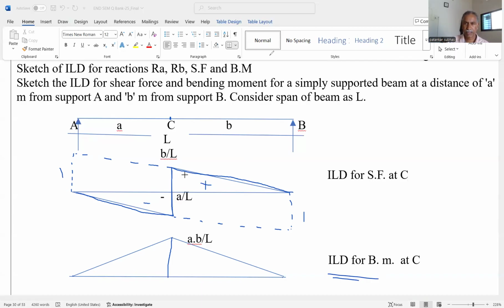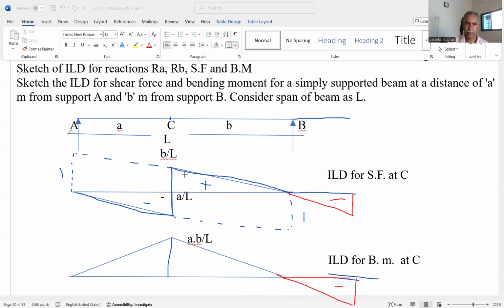If there is a cantilever beam, sometimes the beam may be cantilever. In that case, you can extend this line, and at the same time, you can extend this slope in this direction. Here it is observed that this is below the line, that's why this is negative. Similarly, for bending moment also, you can extend this line up to this line and extend this slope below the line, and we get the negative bending moment.